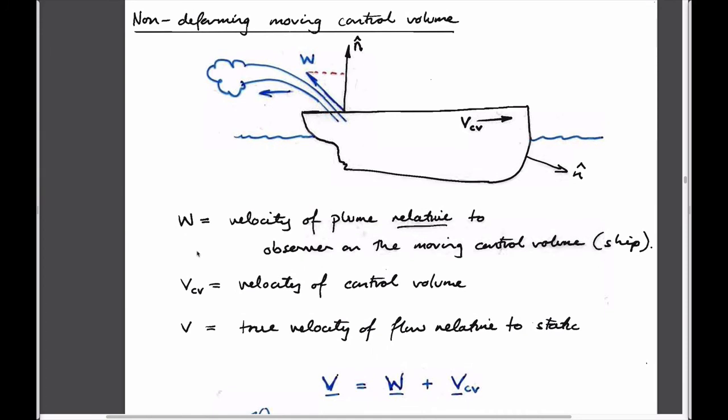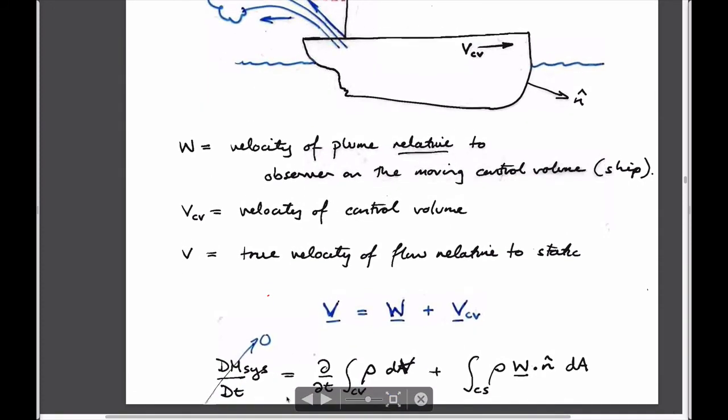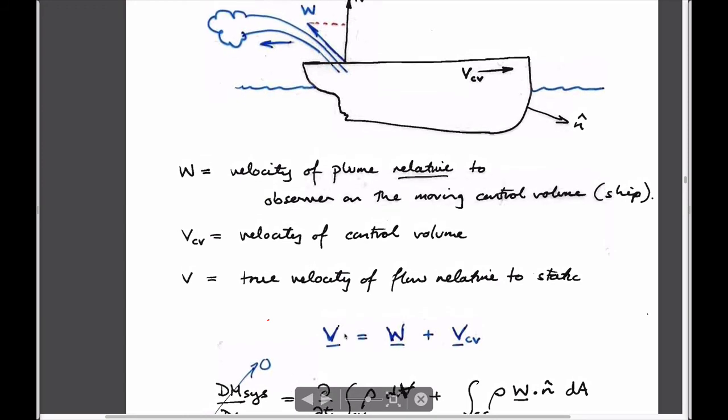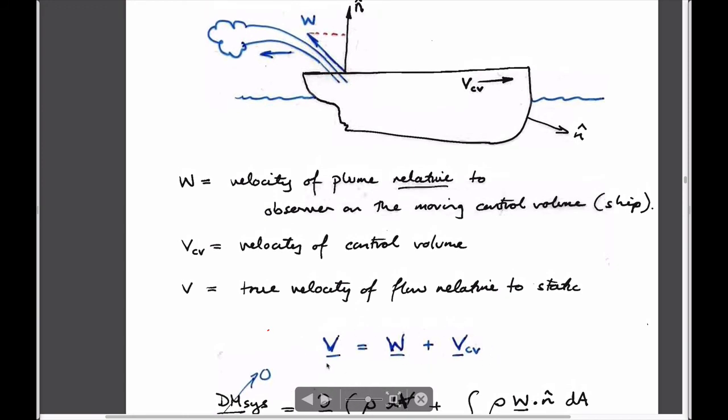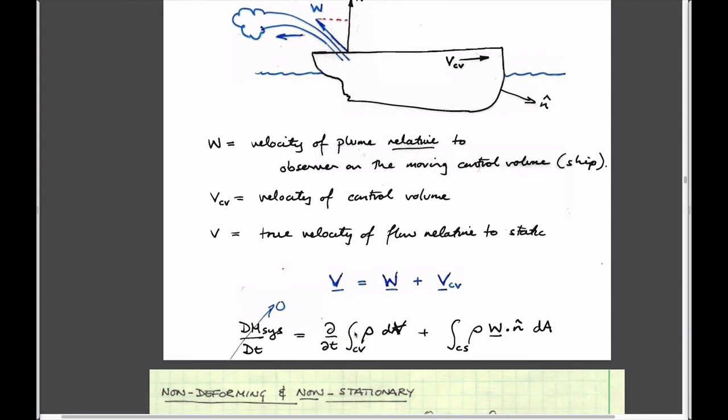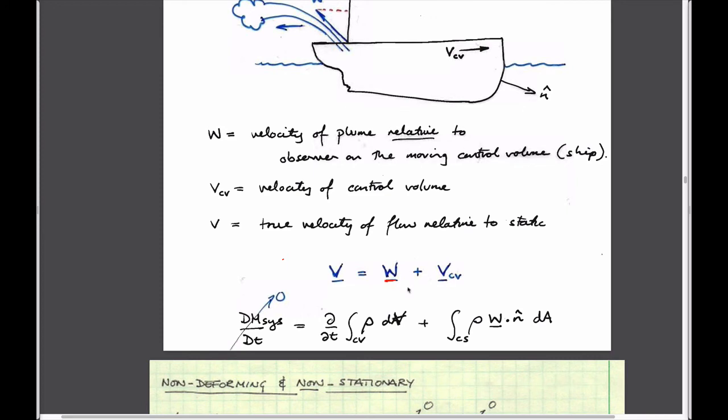We can do it with a non-deforming but moving control volume. And if we do that, then we need to account for things in this particular way. We've made this point already, that we're interested in being able to look at the sum of these velocities. And this is what we're interested in, because this is what we have to account for going across that boundary. So typically we'd be interested in rearranging this as V minus the velocity of the control surface.